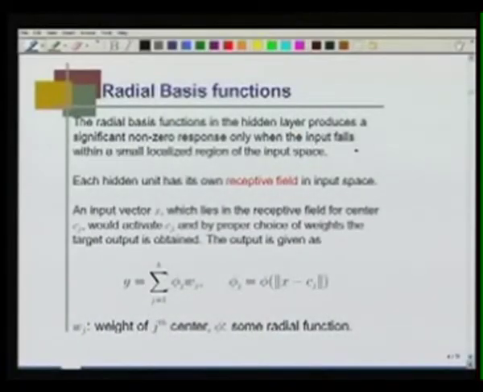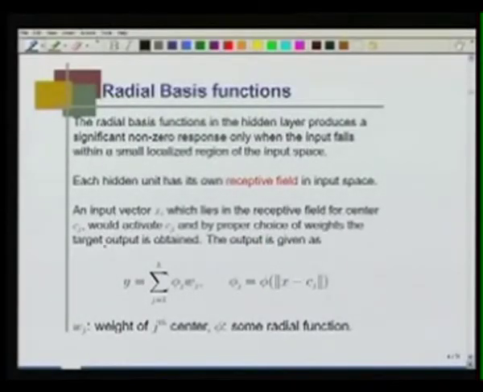So a radial basis function in a hidden layer produces a significant non-zero response only when the input falls within a small localized region of the input space. Each hidden unit has its own receptive field in the input space, which I just told you: the output will become maximum for a radial center when the input data belongs to its receptive field. An input vector xi which lies in the receptive field for center Cj would activate Cj, and by proper choice of weights the target output is obtained. The output is given as y = sum of phi_j w_j, where phi_j is phi of the norm of x minus Cj.